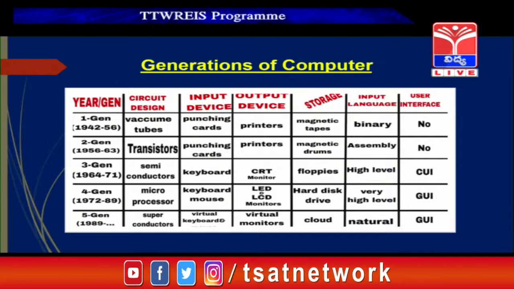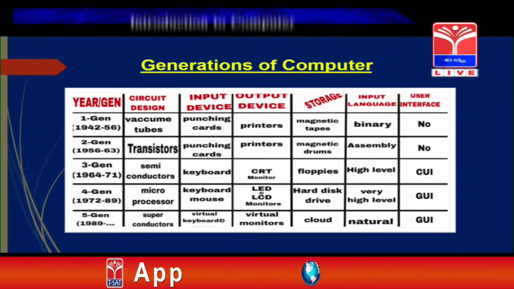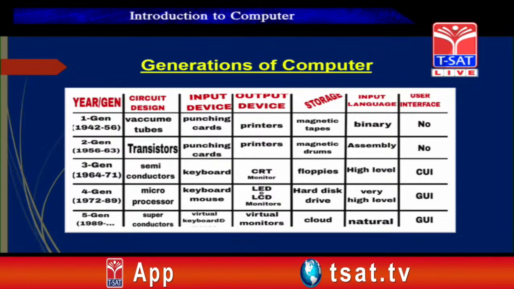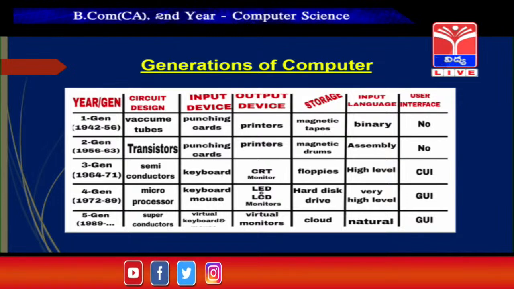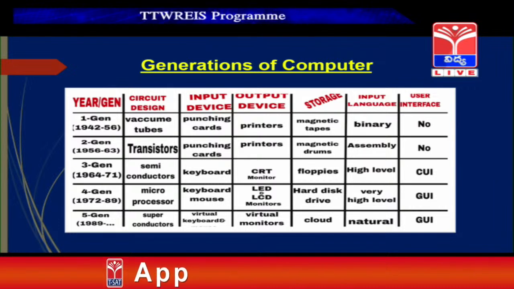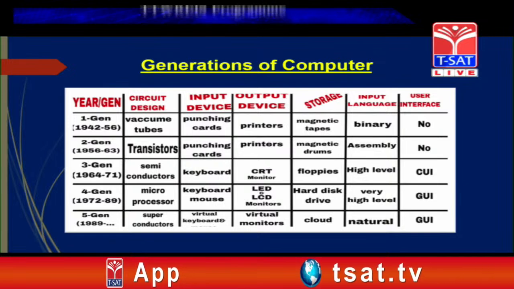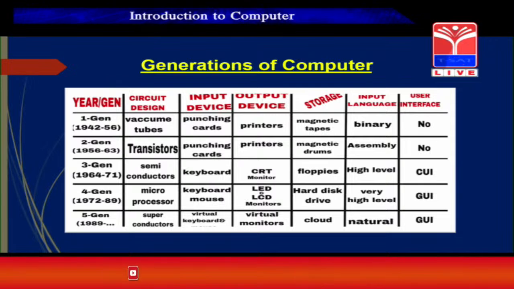And here also some drawbacks are there. Here user interface is there, but there is no graphical user interface. For that reason, the fourth generation computers came into the picture. So here the fourth generation computers are between 1972 and 89. Here microprocessors are used as circuit designs, and keyboard and mouse both are used as input devices, and LED and LCD monitors are used as output devices in the 4th generation computer.